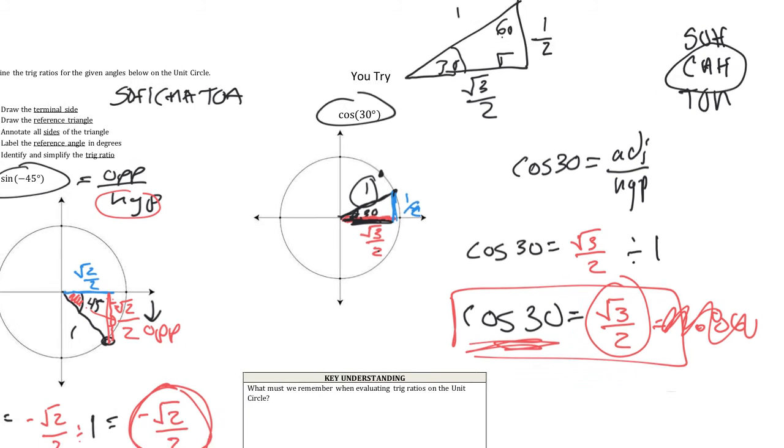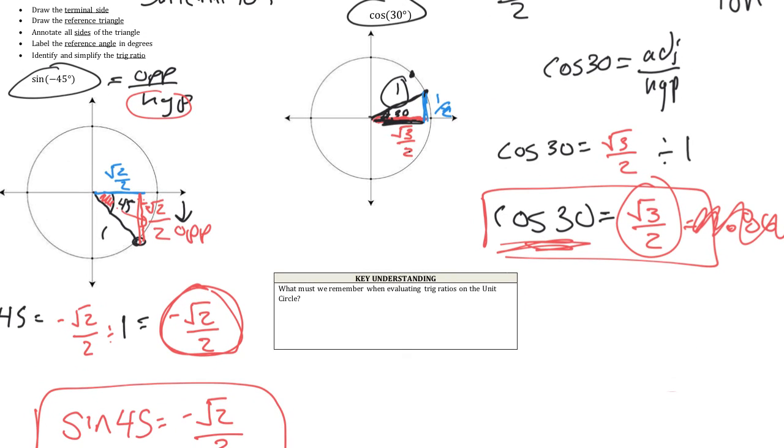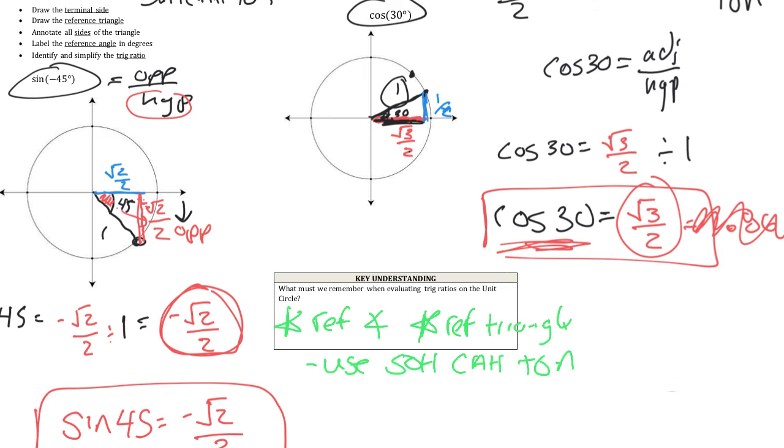So what's the key to evaluating trig ratios on the unit circle? Well, there's a few things. First, always draw the reference angle and the reference triangle. So you got to draw the triangles, you got to label the sides. And then we just use SOHCAHTOA to find what's the sine, cosine, or tangent of whatever that reference angle is.